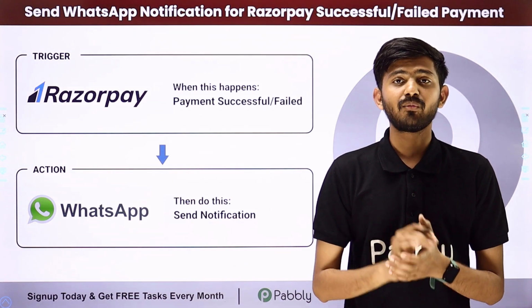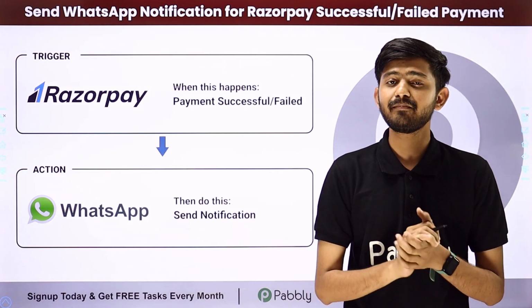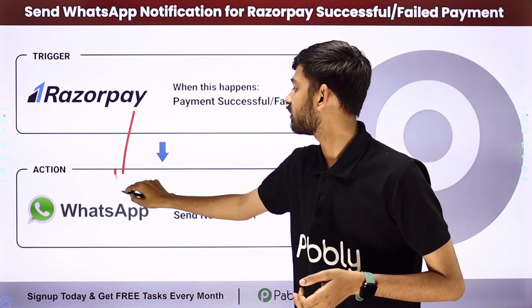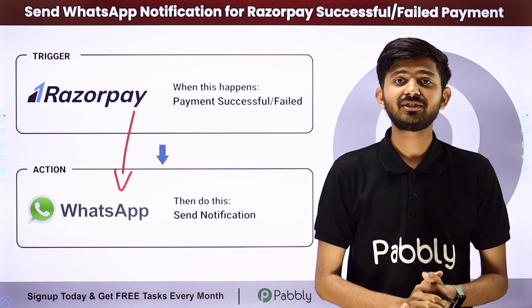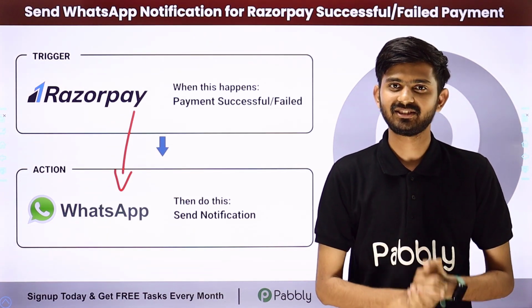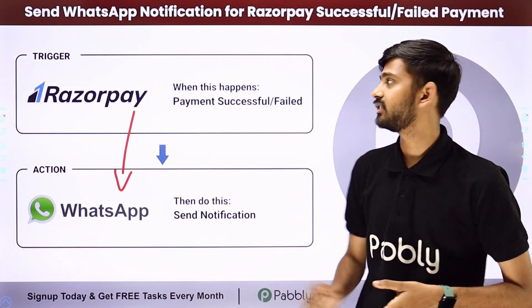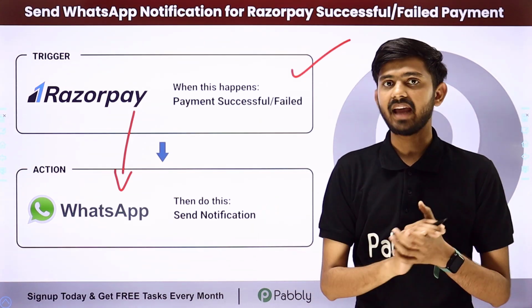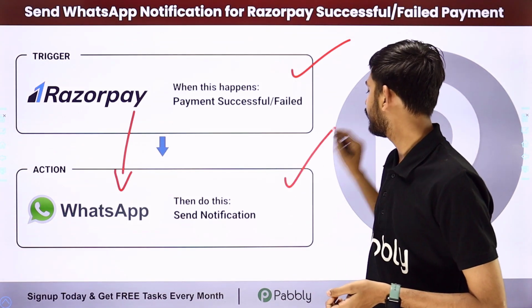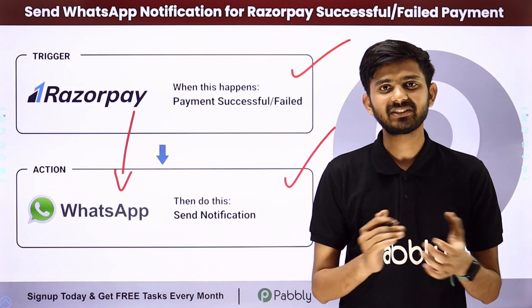So for sending this message on WhatsApp, I'm going to use WhatsApp Cloud API, and for my objective, I have to build a simple connection between Razorpay and WhatsApp Cloud API. For building this connection, I'm going to use Pabbly Connect, which is an amazing software for automation and integration. In Pabbly Connect, I have to use trigger and action. In the trigger application, I'm going to use Razorpay. In the action application, I'm going to use WhatsApp Cloud API. So how am I going to build this connection? For that, let me take you to my computer screen.